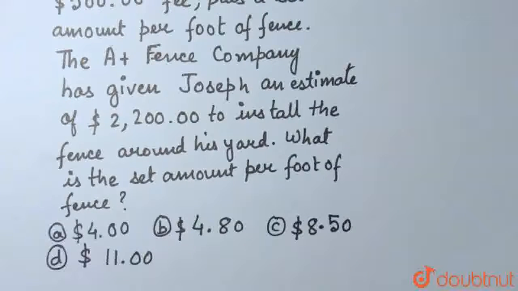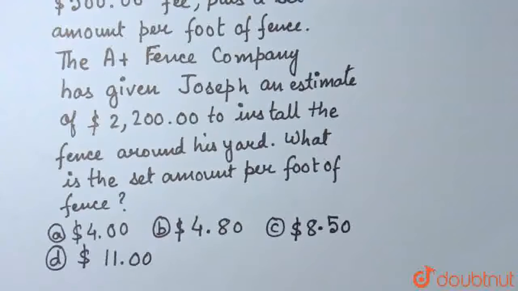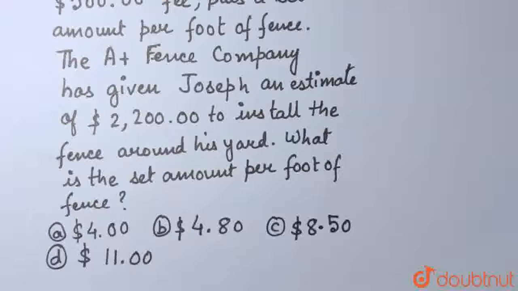Options given for answer are option A $4, option B $4.8, option C $8.5, option D $11.